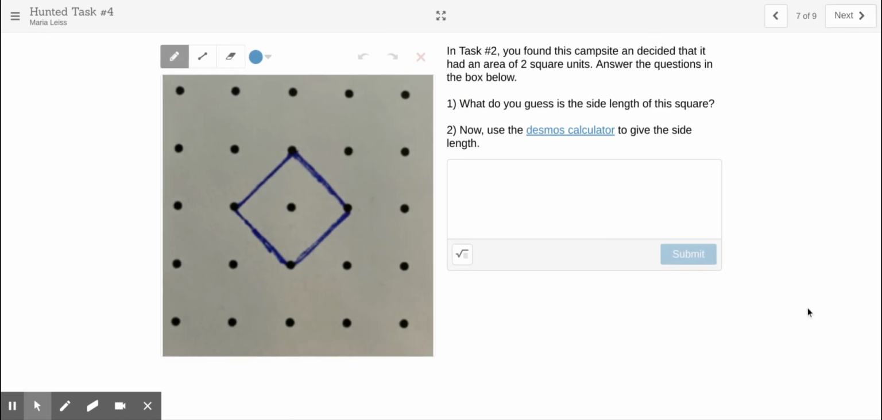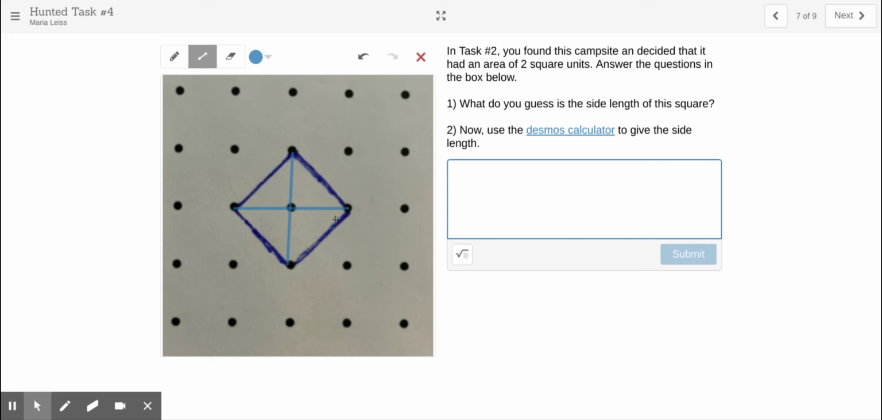When you get to slide 7, we have already done this square. We found that this square on task number 2 had an area of 2 square units. It had 2 square units because when we divided it up, we had 4 halves. We decided that each of these little triangles was half of a square, and 4 halves equals 2. So now we have to guess the side length. Well, most people said 1.